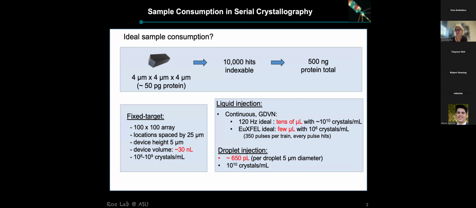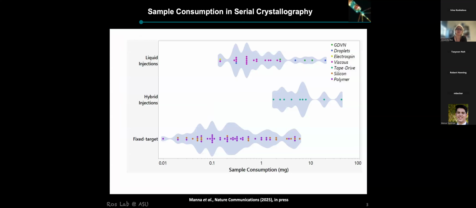So this is all hypothetical because, as we see, when we look at what people have reported about crystallography and sample consumption, the picture is orders of magnitude away. In this representation, you actually see different injection methods: the liquid injection methods, both the GDVN and the viscous injectors, hybrid injections, and then also the fixed target ones realized in different materials. You can see all of them are orders of magnitude away from this ideal sample consumption. And probably the fixed target methods are doing the best here.